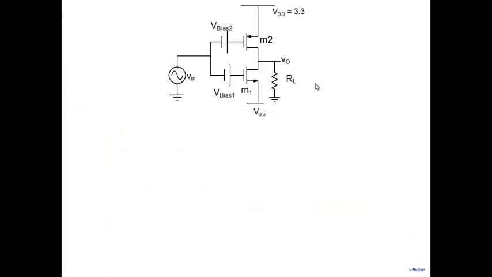All right. The next issue is, we know now that we can build a class AB stage here. The advantage of this stage, of course, is that V0 can go up to VDD and down to VSS here. So it's a class AB based on common source amplifier, so it has the advantage of swing also. The one based on common drain had a problem of swing.